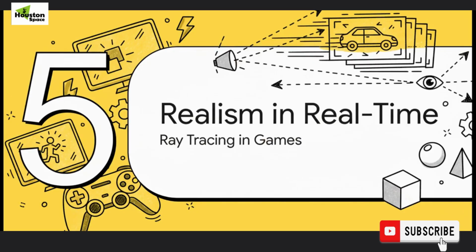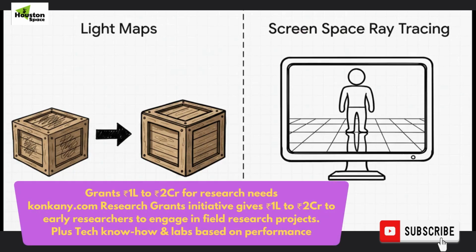Okay, so that's how movies do it. But what about video games? This is where things get really intense. A movie has months to render, but a game needs to spit out a new frame every 16 milliseconds. It just can't afford to wait. So games use some really smart cheats.